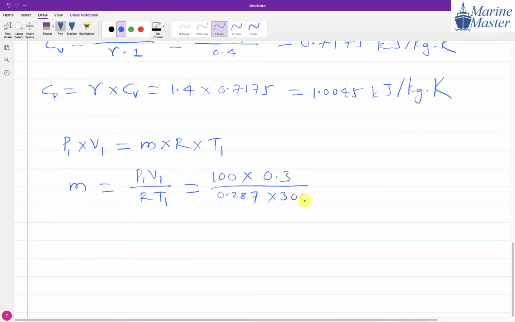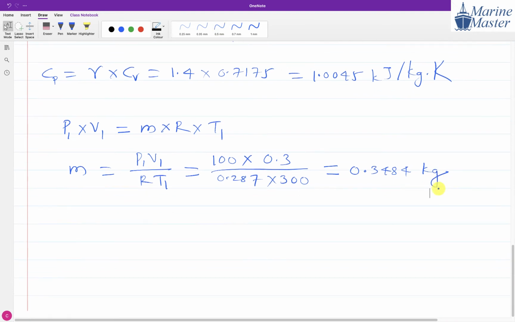That's the benefit of the table, we can easily get all the things that we want. Before going further, please do the calculation with this video. If you do the calculation, 100 multiplied by 0.3 divided by 0.287 into 300, it will be 0.3484 kilogram.